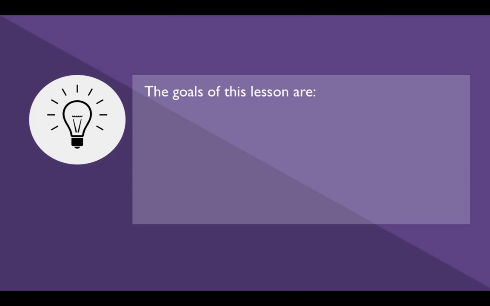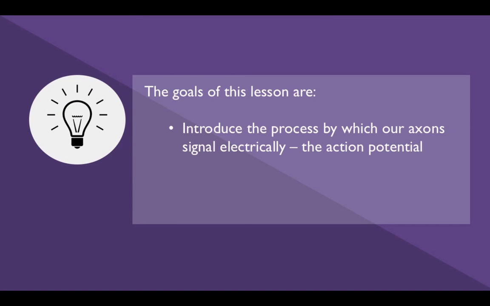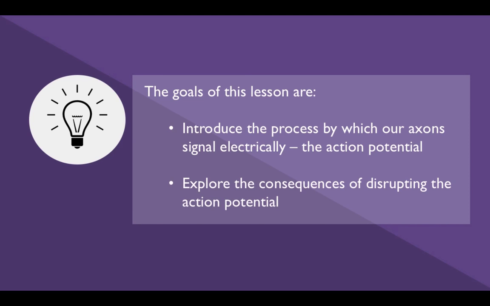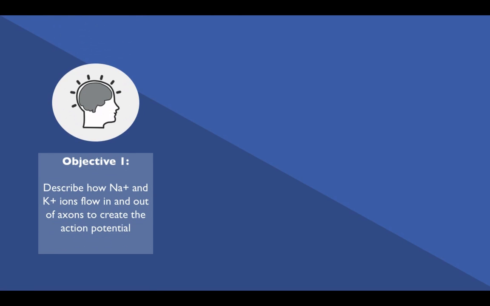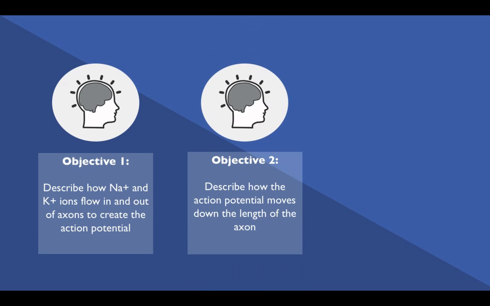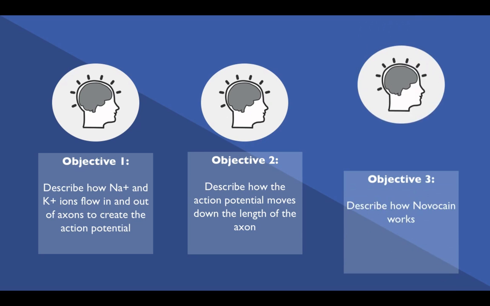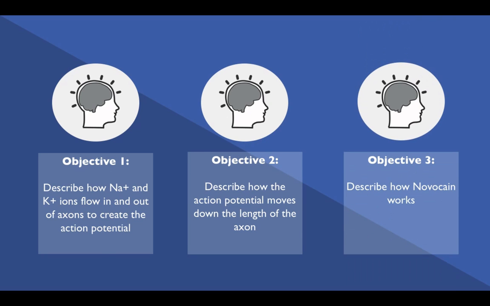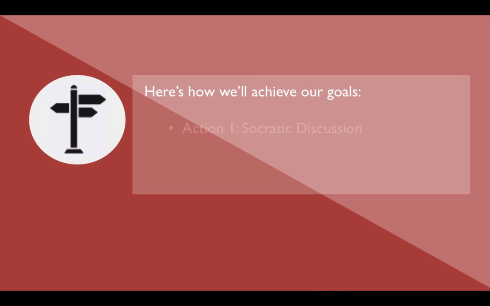The goals of this lesson are to introduce students to the process by which our neurons signal electrically, the action potential, and to explore the consequences of disrupting the signal in the action potential. At the end of this lesson, students should be able to describe how sodium and potassium ions flow in and out of the axon to create the action potential, describe how the action potential moves down the length of the axon, and describe how Novocaine works. We'll achieve these goals through a Socratic discussion and modeling the action potential.